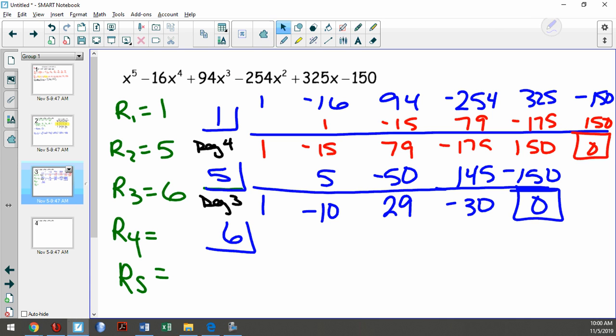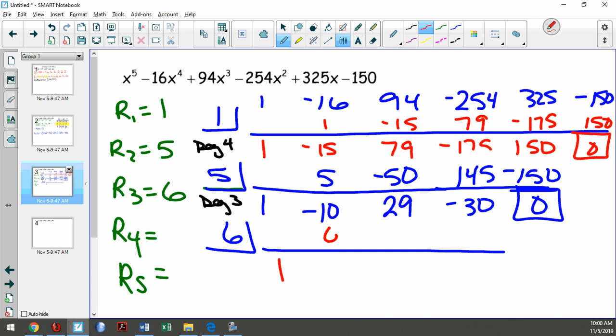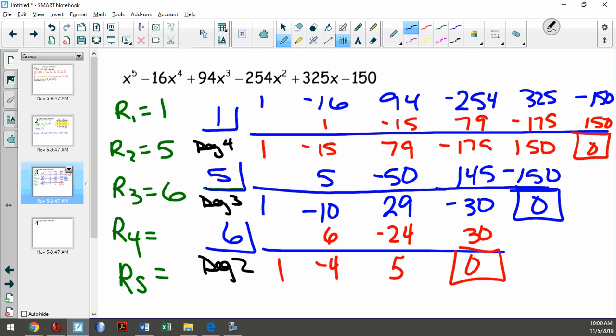At 6. Drop this down. That gives me a 6. That gives me a negative 4. That gives me a negative 24. That gives me a 5. That gives me a 30 to give me a 0. What degree am I now? I'm degree 2. You see that? Yes or no?